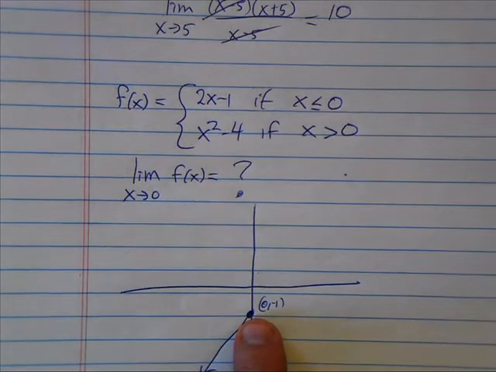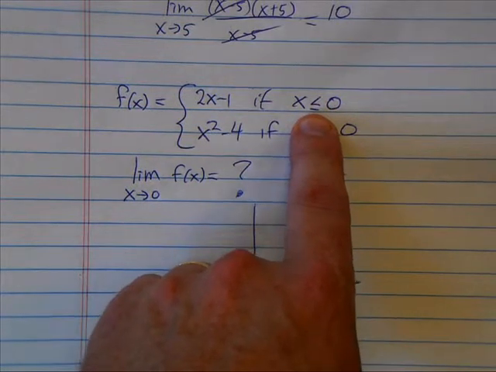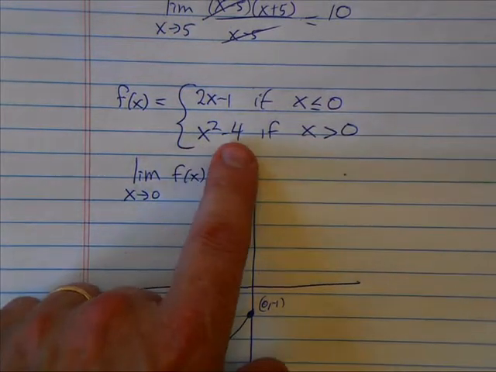And I did put a dot there. Why did I put a dot there? Because I had the equal to back in the beginning of my formula. What's the graph of x squared minus 4 look like?